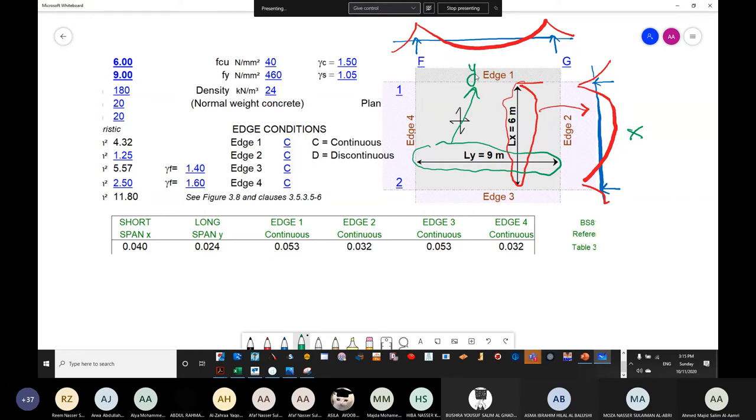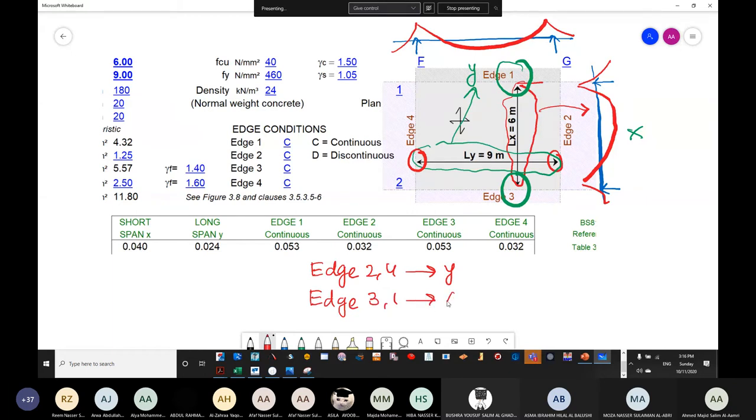Okay. Now, when we talk about X, you will see that X is touching edge number one and it's touching edge number three. Can you see? X is touching edge number one and edge number three, while Y is touching edge number four and edge number two. It means whatever you get for edge two and four are going to be for Y, and whatever you get for edge three and one are going to be for your X.